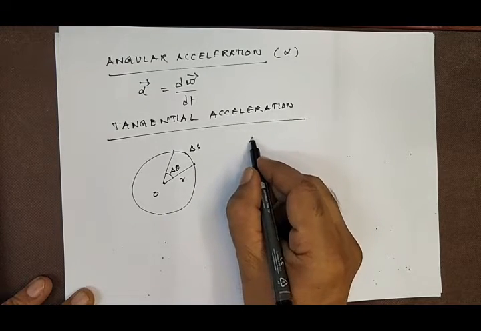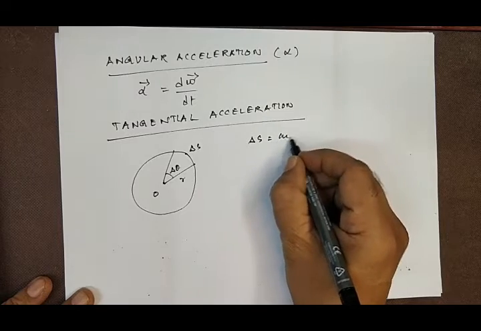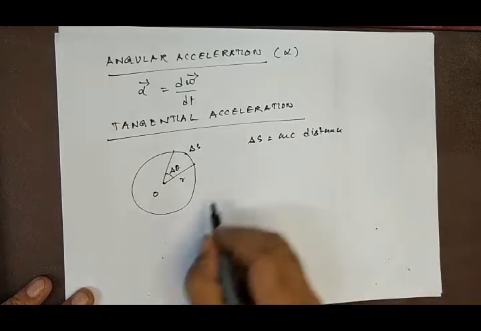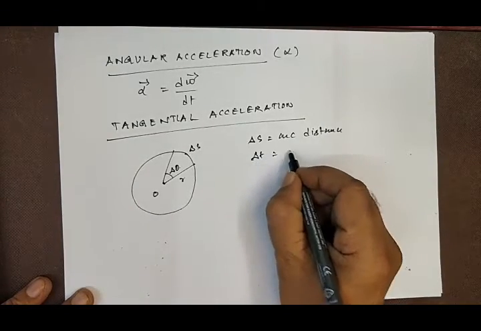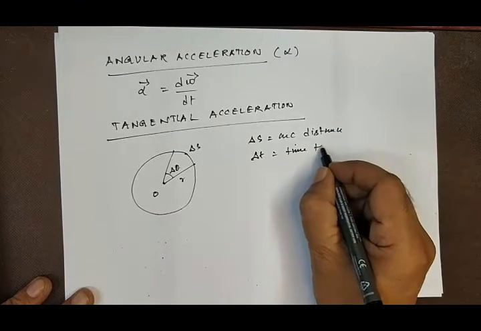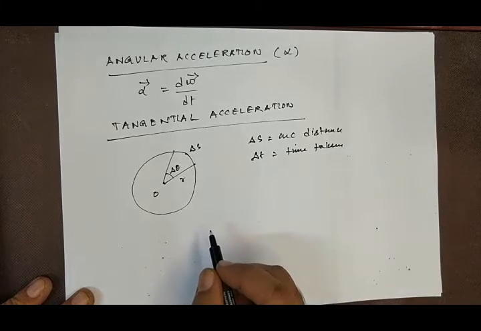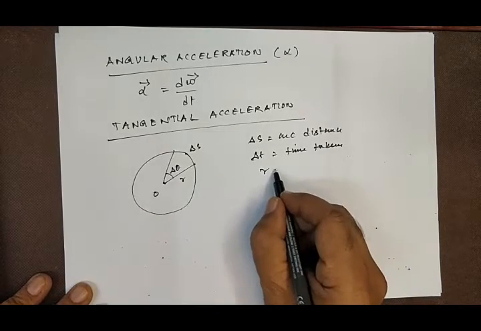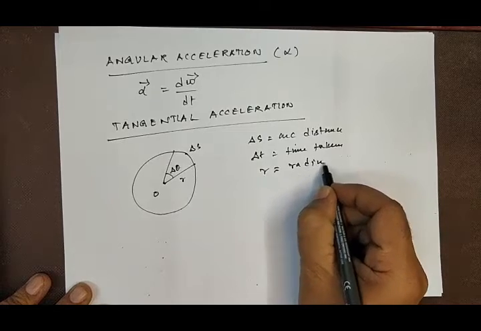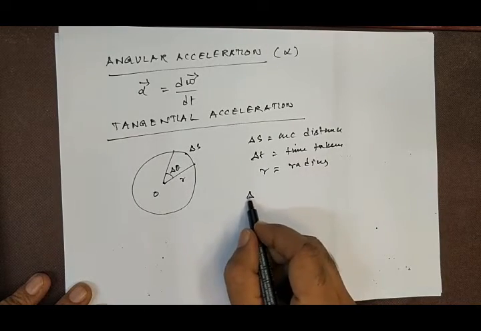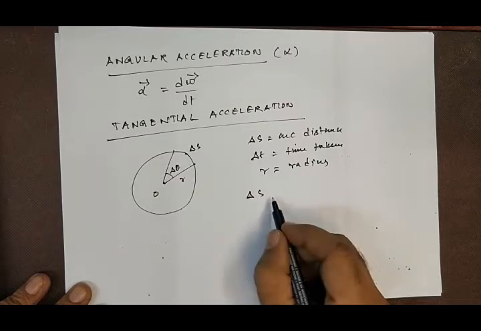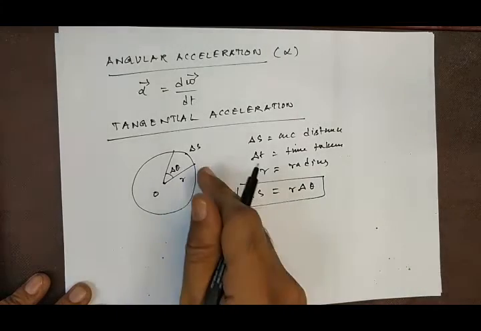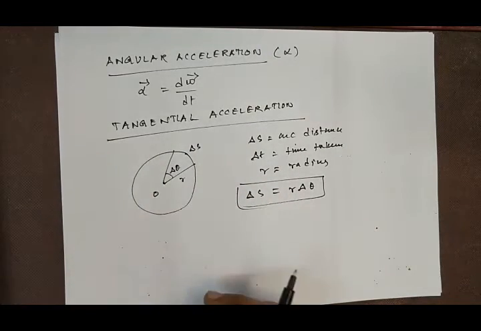So delta s is the arc distance or arc length, or arc displacement, and delta t is the time taken for this displacement. r is the radius. Now we can define this delta s is nothing but r into delta theta.